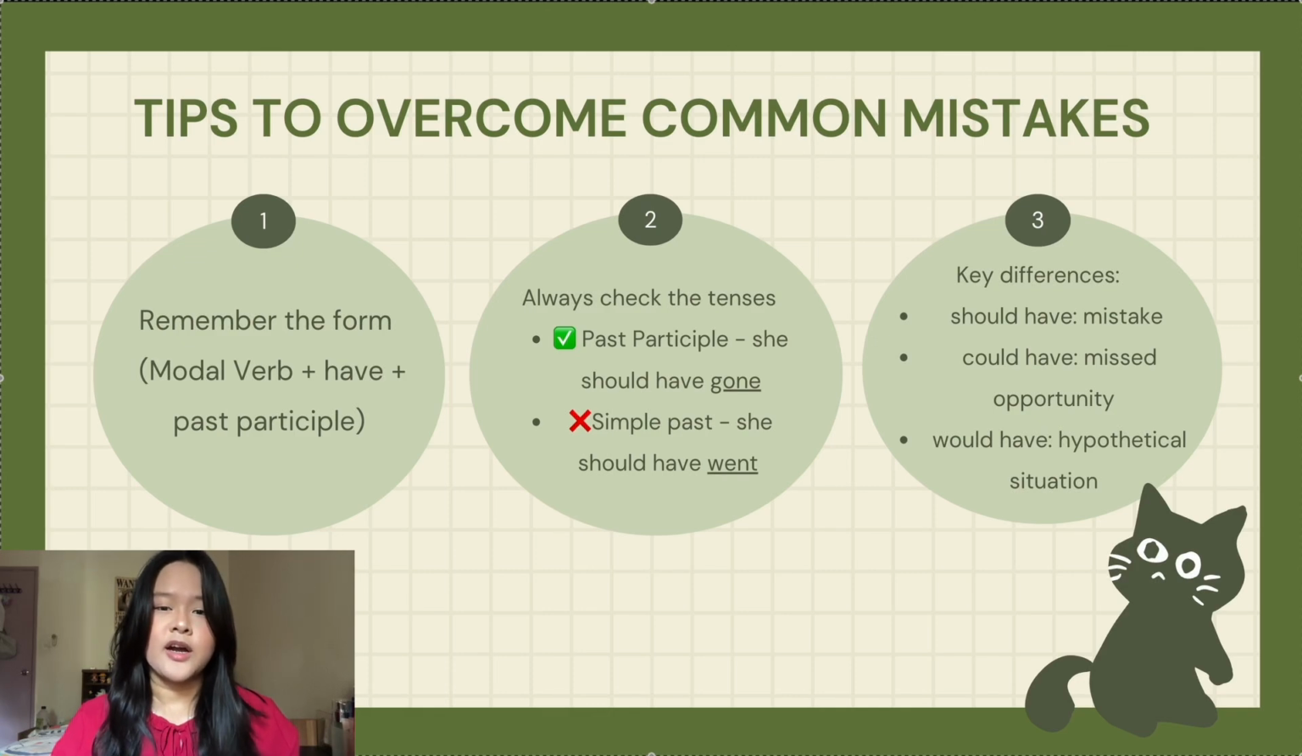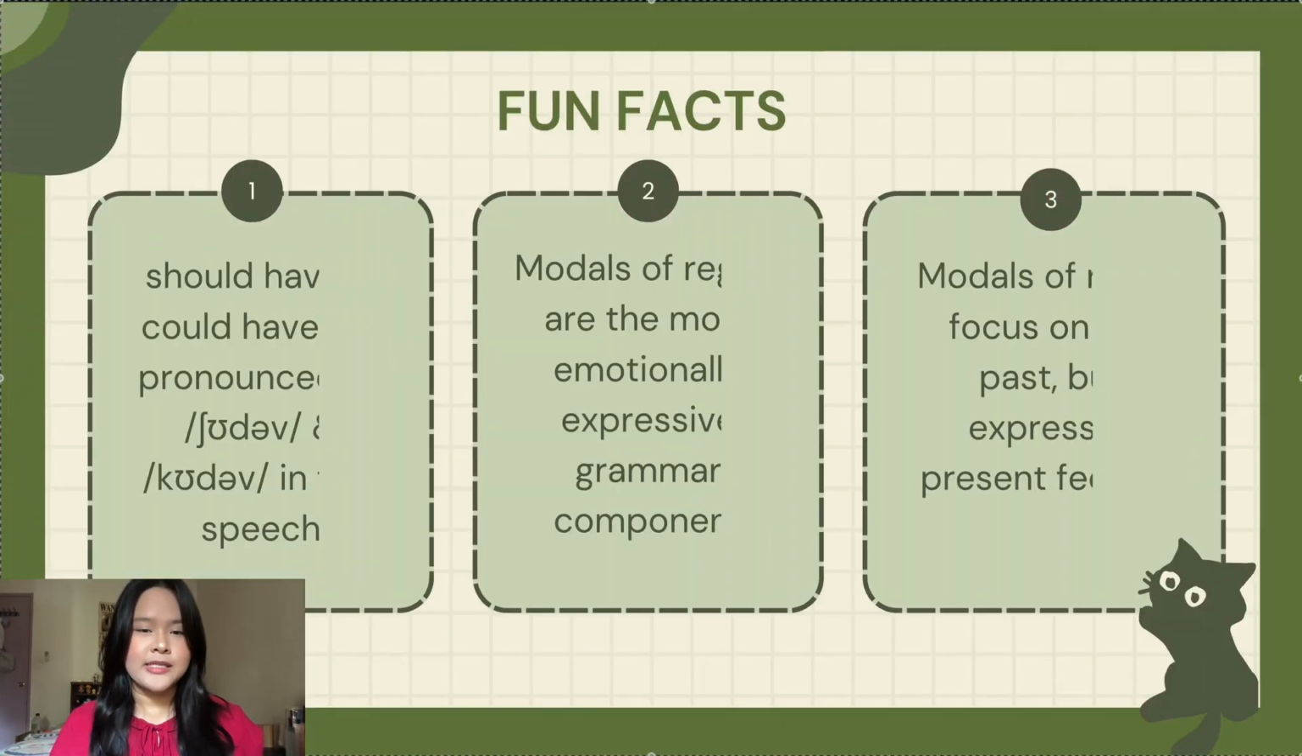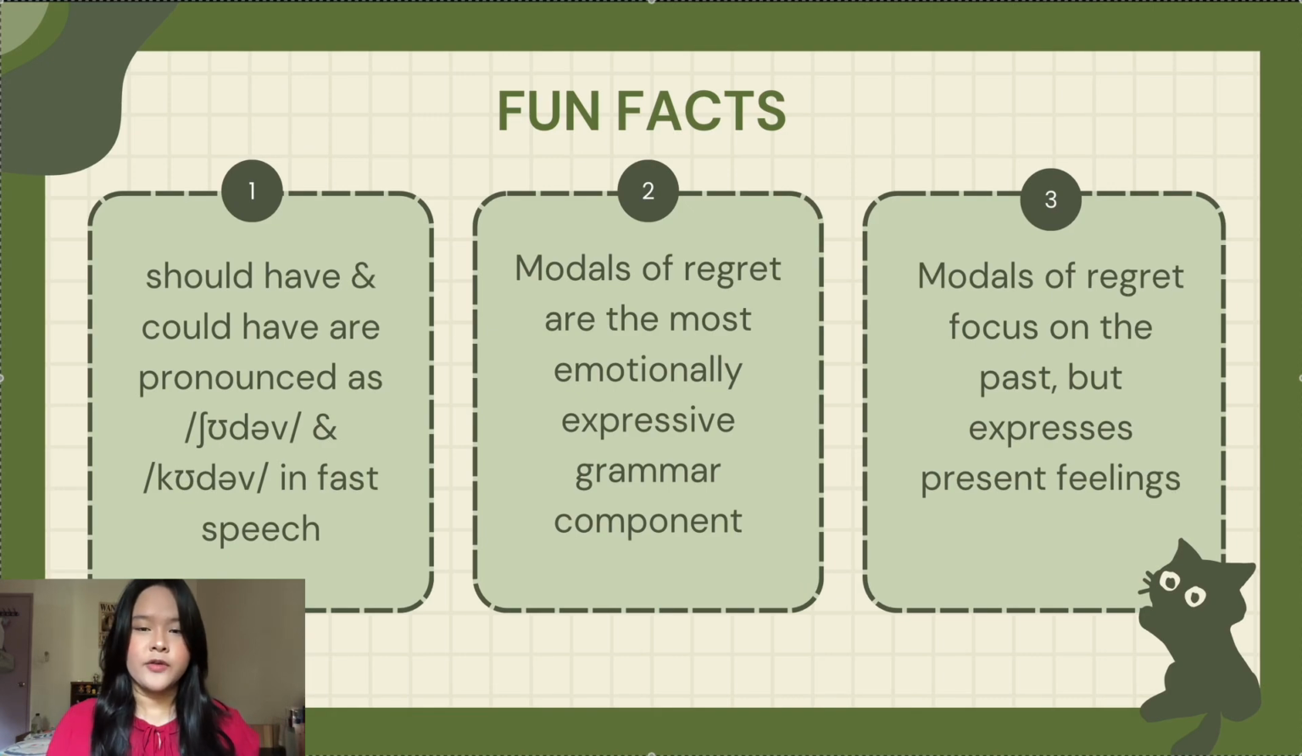Lastly, here is how you can identify the key differences between each modal. Should have talks about mistakes. Could have refers to missed opportunity, and would have is used for hypothetical situations. Before we try some exercises, here are a few interesting things about modals of regret that you might not know. Firstly, in fast speech, should have and could have are pronounced as should've and could've.